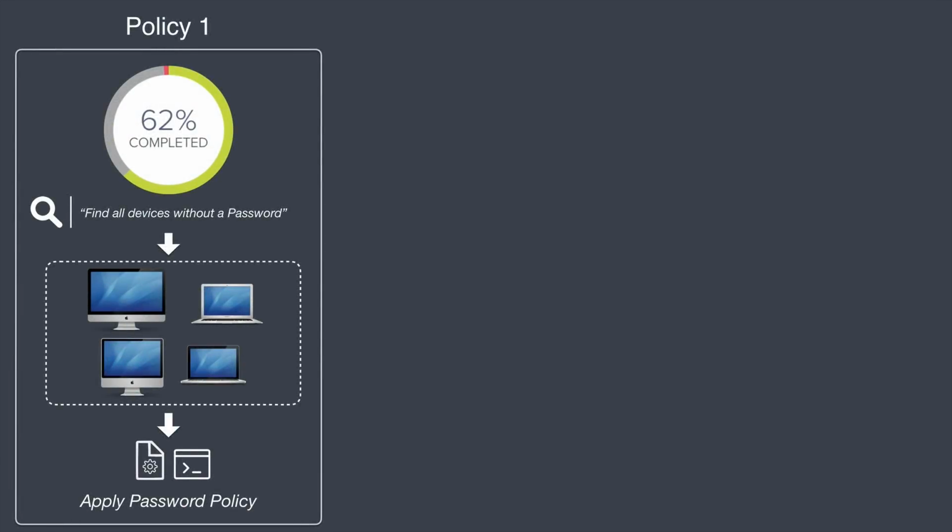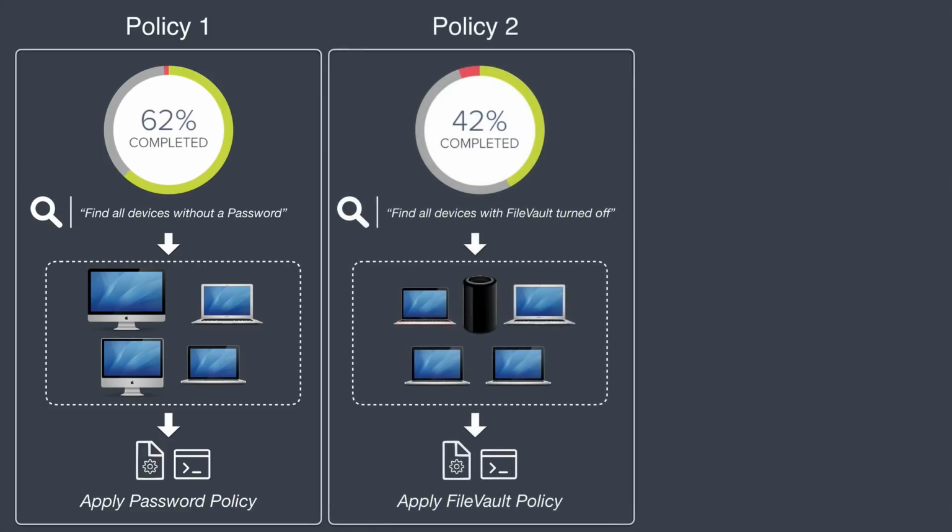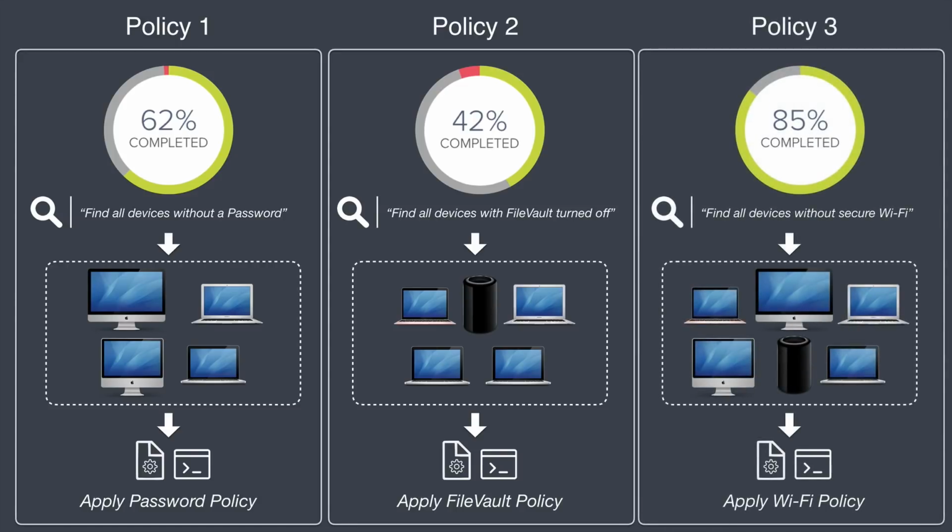So what does that look like? Well, we set up a password policy earlier here. Now I'm going to set up a smart group that says, find all devices without a password, and then automatically apply that password policy. Or find all of my devices that don't have FileVault turned on, and then automatically apply that FileVault policy. Or find all my devices without secure Wi-Fi and automatically apply the Wi-Fi profile. Hopefully you get how that works there.